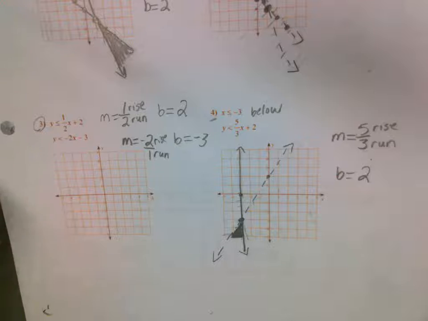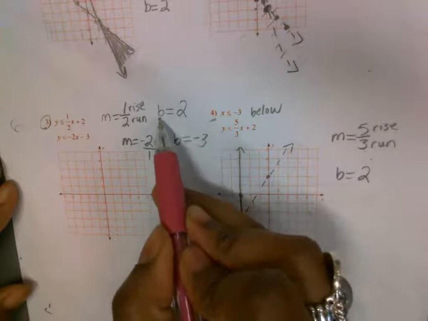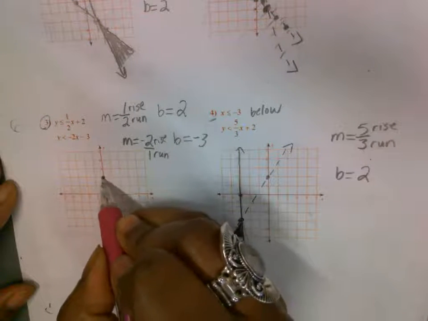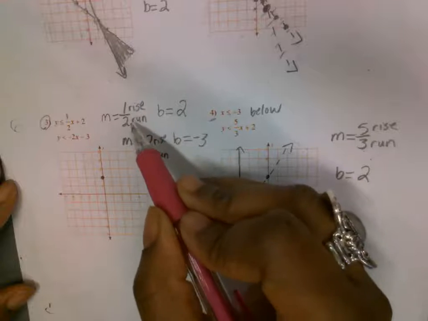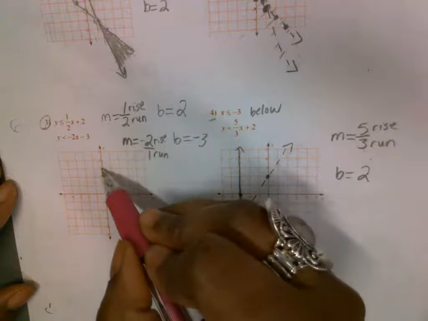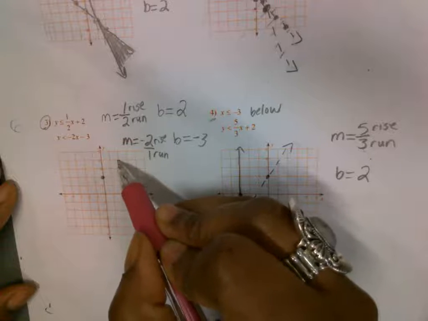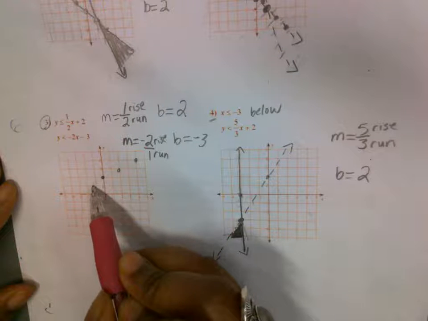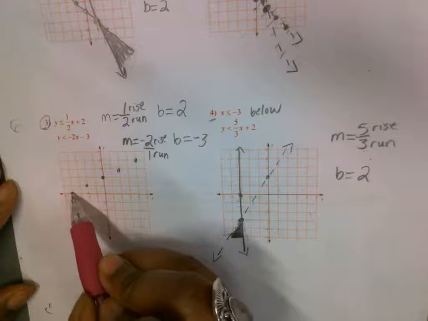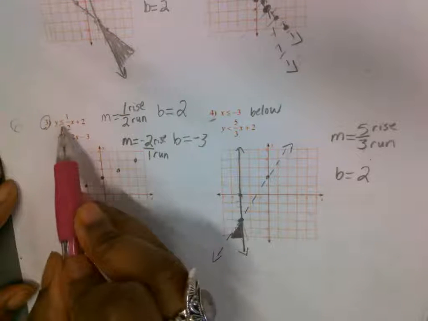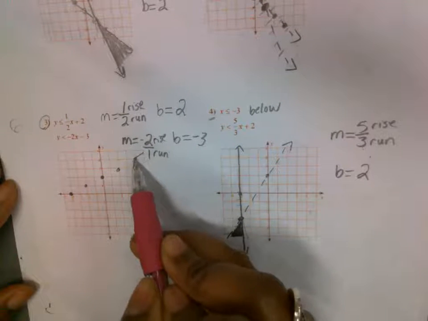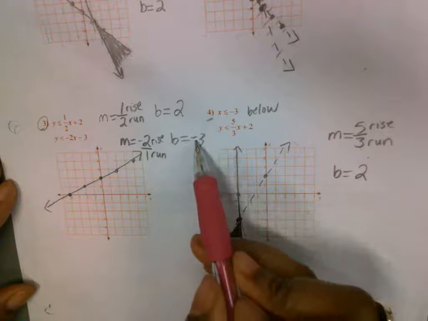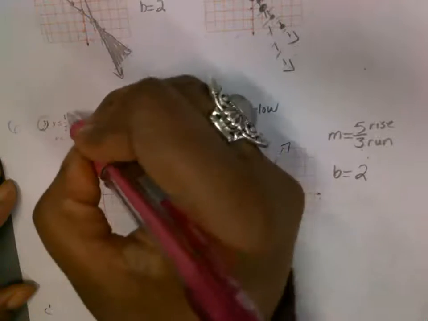Okay. Your graphing, please make sure that you find your B on the y-axis. +2 on the y-axis is here. Use your rise over run. That means you're going to go up 1 and to the right 2. Opposite direction, go down 1 and to the left 2. This is going to be a solid line because it's equal to. All right. Find -3. Oh, this is going to show you're going to shade below.